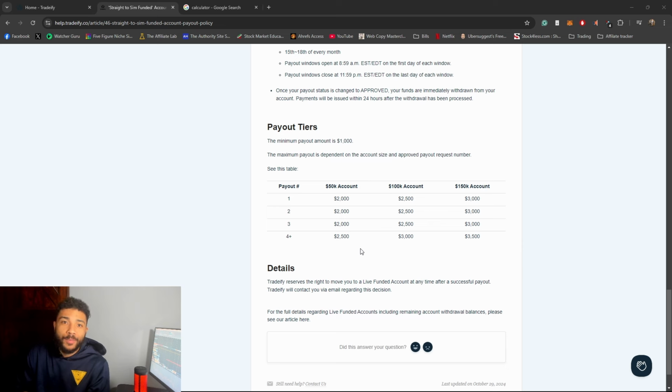So that wraps up all of the changes that Tradify has made to the straight to sim funded accounts.